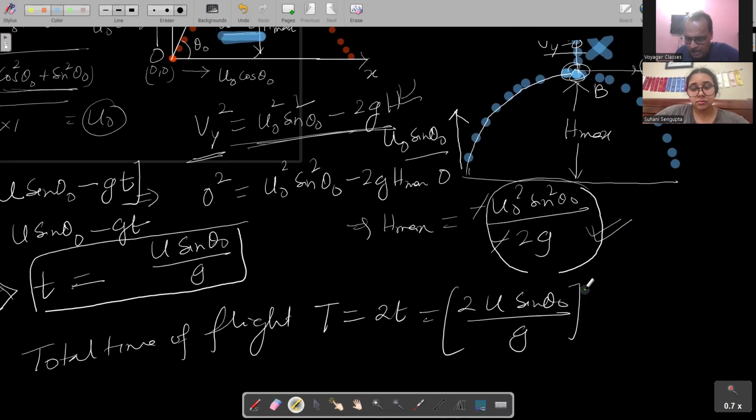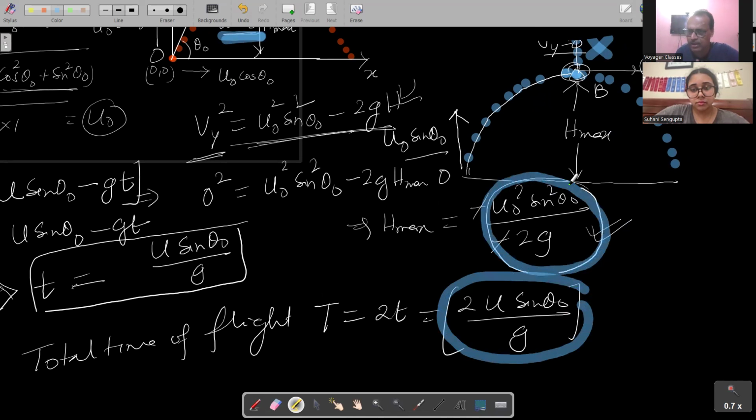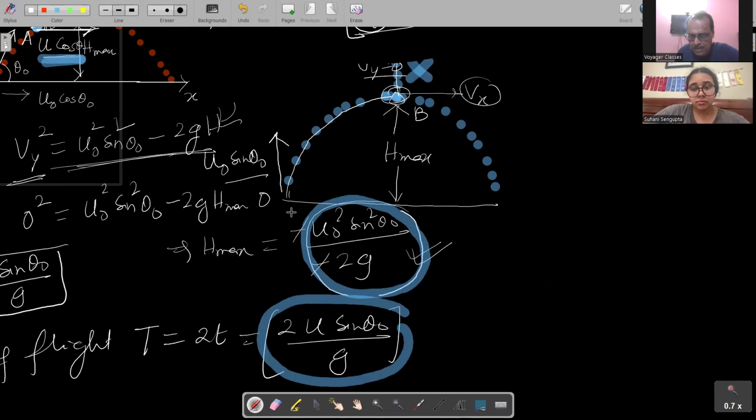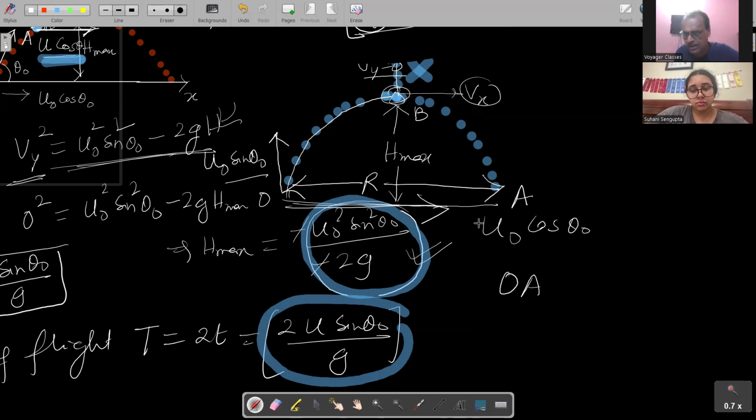So now we have got how to find the total time of flight and the maximum height. These are the two important things we have come to know. Now we will see that there is another velocity, the horizontal velocity, u0 cos theta. Suppose the particle starts from A, reaches the point B, and then again comes back to the point A. Now what about OA? OA means this distance, that is the horizontal range.